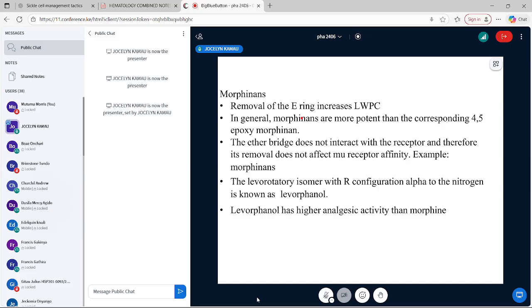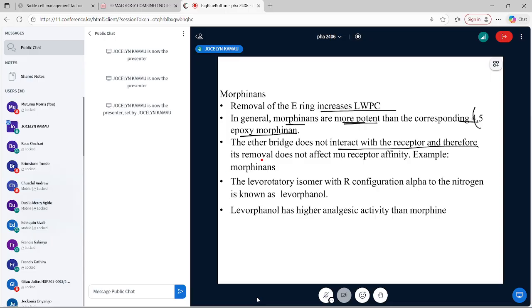Morphinans, removal of the E ring increases the lipid water partition coefficient. We are removing the ether oxygen, increasing the lipid water partition coefficient. In general, the morphinans are more potent than the corresponding 4,5-epoxymorphinans. Remember, the 4,5-epoxymorphinans are the same as morphine and analogs. And we can explain why they are more potent. We have removed those groups that were decreasing lipid solubility, and therefore the compound is bound to have much higher lipid solubility.